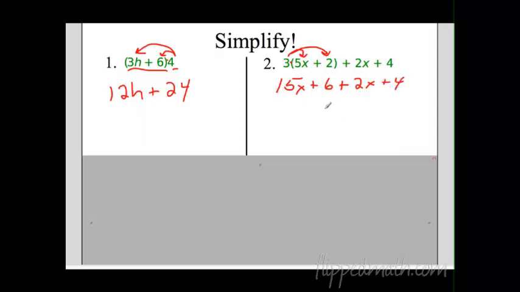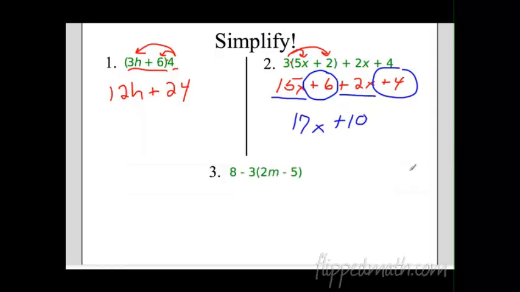And now it looks like a combine like terms problem. I'm going to go ahead and change colors here. Now I've got 15x plus 2x. I'm looking at 17x. Then I've got plus 6 plus 4, which gives me plus 10. So really I'm going back and doing what we did in the first part, combine like terms, after I distribute.